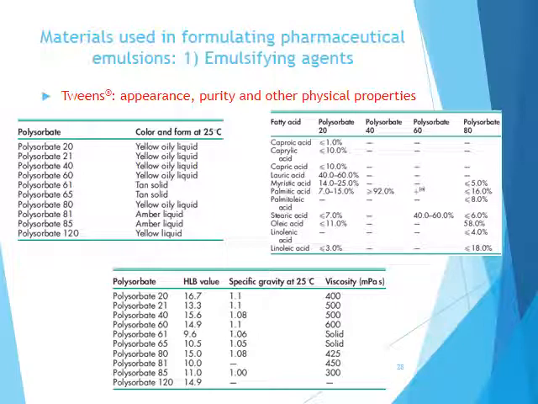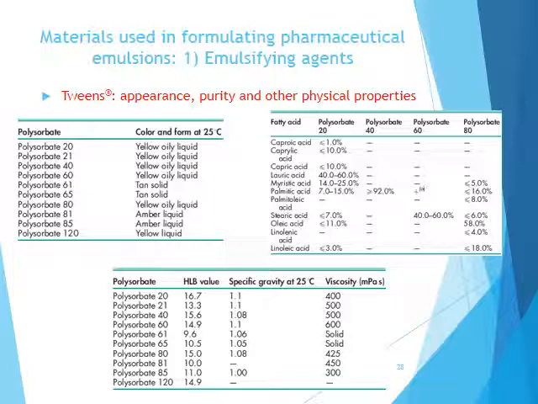Now the third table is showing the HLB value for the different Tweens. Because they differ in their structure, what we are expecting to see is a different HLB value, hydrophilic lipophilic balance value, for the different Tweens. For example, for polysorbate 20 we have 16.7. Moving to polysorbate 80 it is 15, and then polysorbate 120 is 14.9. So these types of surfactants are hydrophilic surfactants having high hydrophilic lipophilic balance values.